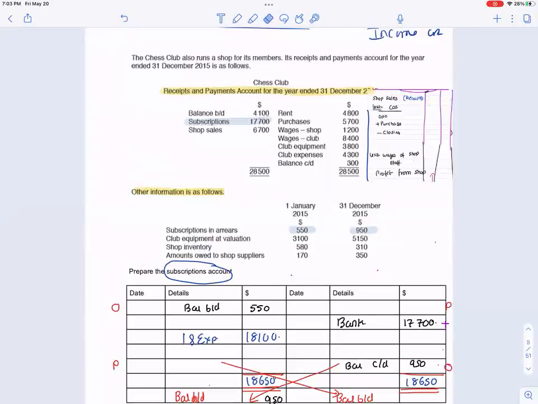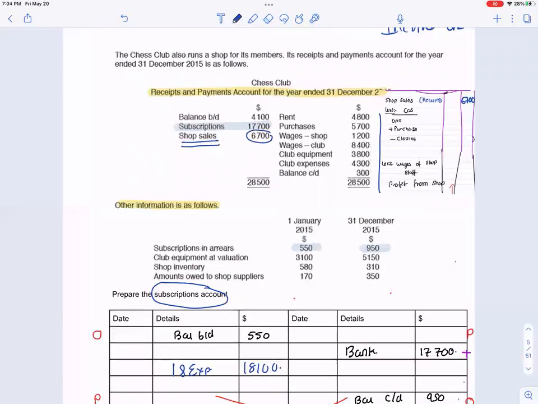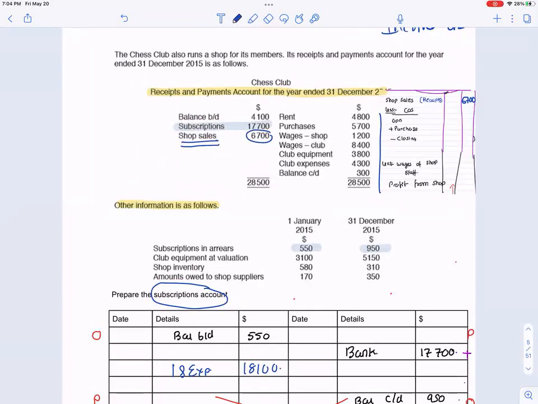What is your shop sales? I told you this will come on the receipt side, 6,700. Do you have any doubt with shop sales? No.